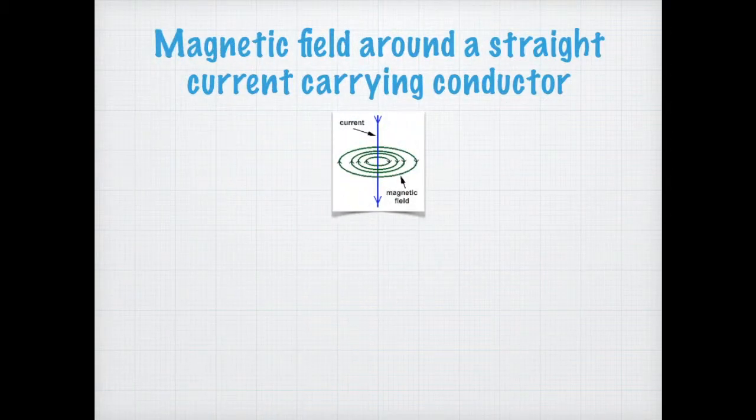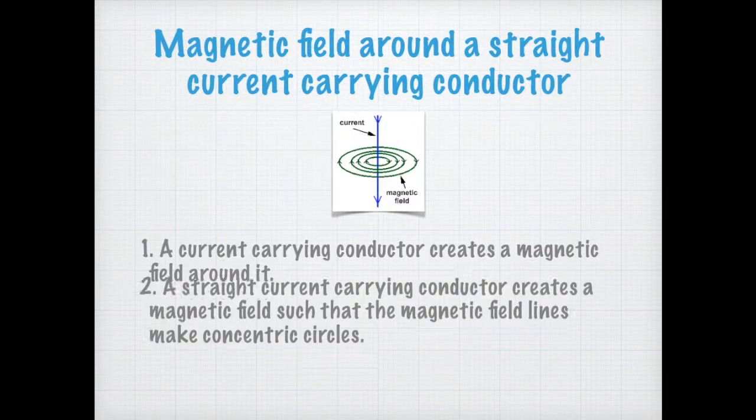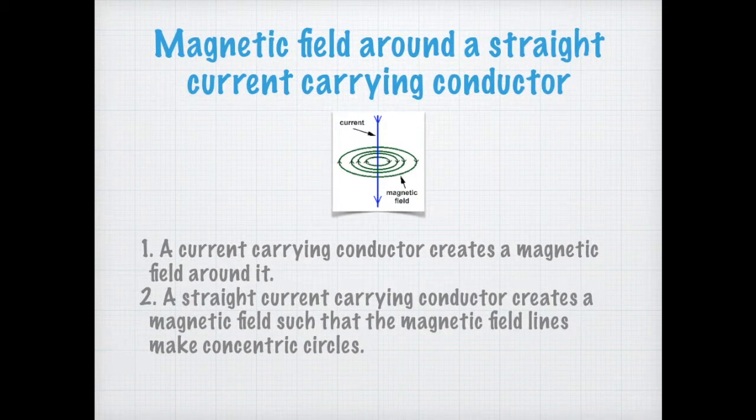Now let's move on to the main point of this chapter: magnetic field around a straight current carrying conductor. Current carrying conductors make a magnetic field around them. Every single current carrying conductor does that. Okay, an electric current carrying conductor makes a magnetic field around it. A straight current carrying conductor makes a magnetic field such that the magnetic field lines make concentric circles.